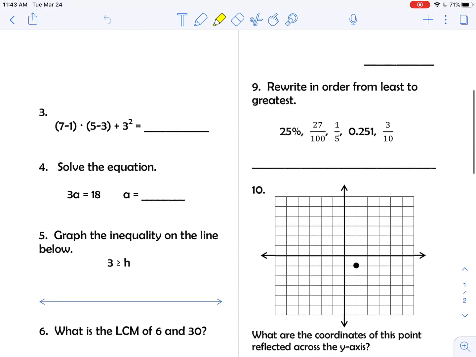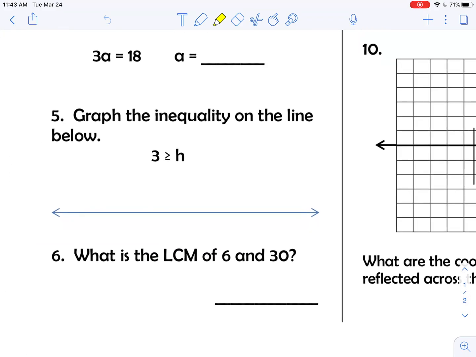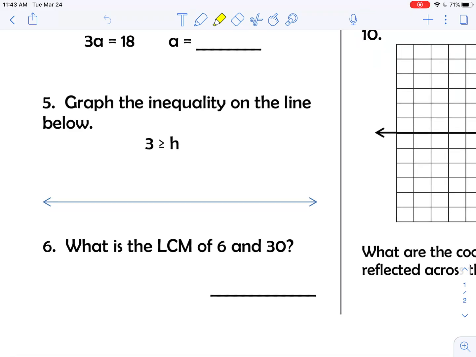All right, good morning. Today we're going to talk about 23b, and specifically we're going to talk about 23b number 5. This is the second day you've been doing a graph with an inequality, and the way that you need to read this is that you need to read the variable, this h right here. That's where the graph's going. So what we're doing is we're looking for h, which means all of the numbers.